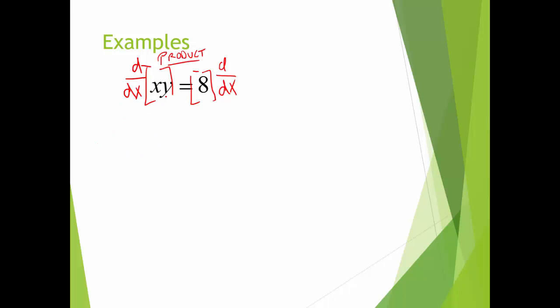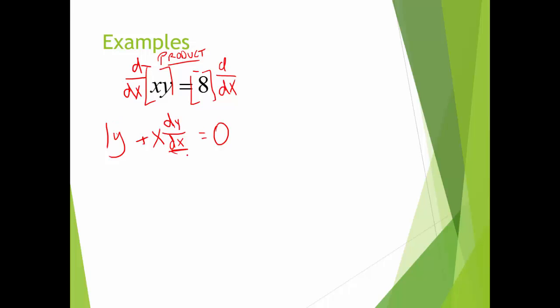So we'll do the derivative of the first term, which is just going to be 1, times the second term, which is y, plus the first term, which is x, times the derivative of the second term, which is going to be written as dy/dx, equals the derivative of 8, that's 0.